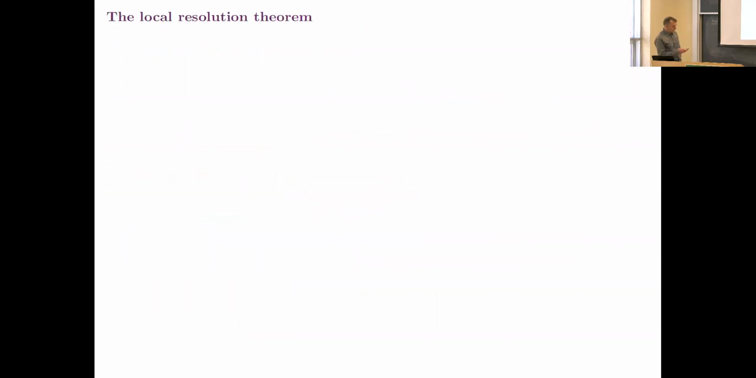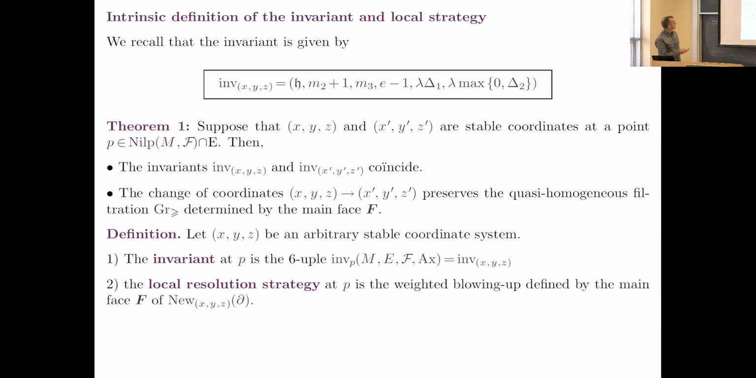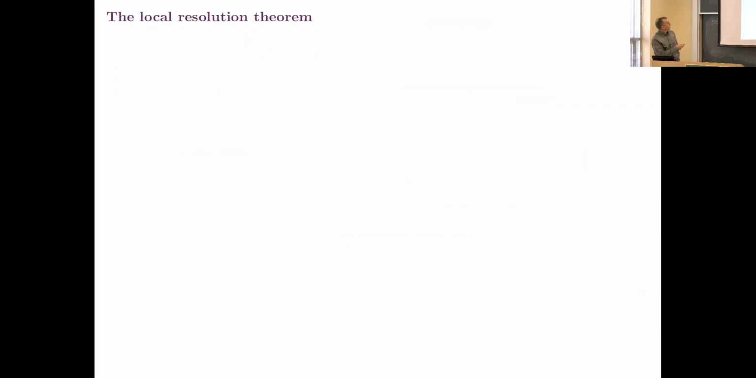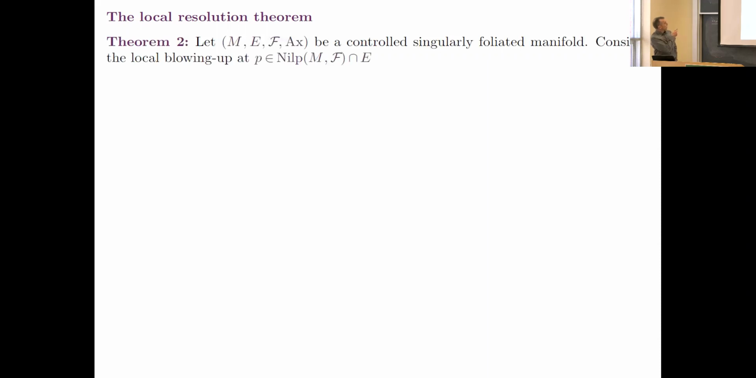Okay, so now we have the two ingredients: we have the invariant, and we have the local resolution strategy, right? So what we expect is to have the following result, which in fact we call the local resolution of singularities, because it says that locally at the point P, if you follow the local strategy, then you are going to improve the invariant, right? So you take this object, which, as I recall, has the axis as one of its ingredients, and we consider now the blowing up at the point P.